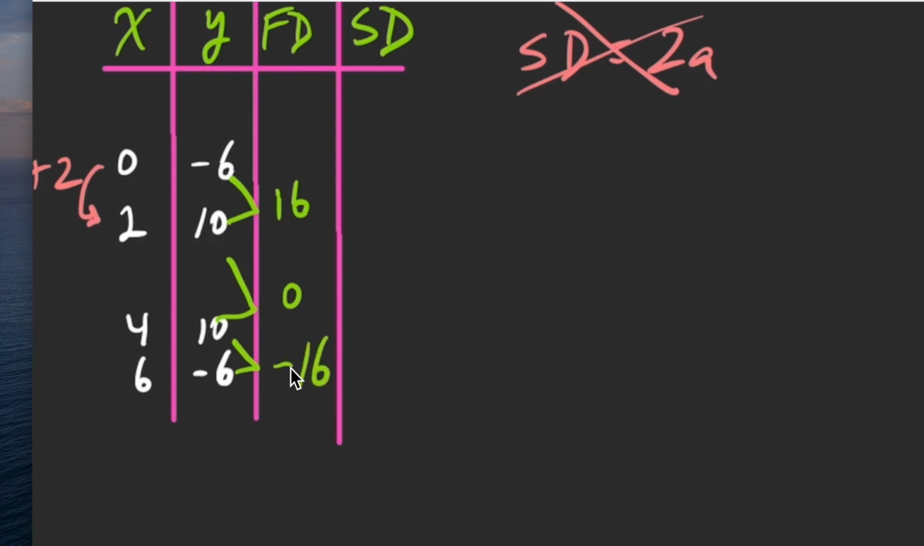The first difference is not the same, therefore this is not linear. Now let's look at the second difference. 0 minus 16 is -16.